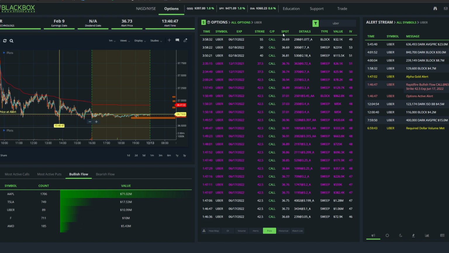Now you can see here spot. So this is where it's going to start to get a little tricky when you're reading this. Spot is the price of the underlying stock. So 36.69, that means that when this person purchased these Uber calls, Uber was trading at 36.69. This person, it was trading at 36.69. This person, 36.81. So right there, from what you can see already, this is the price of the underlying stock.